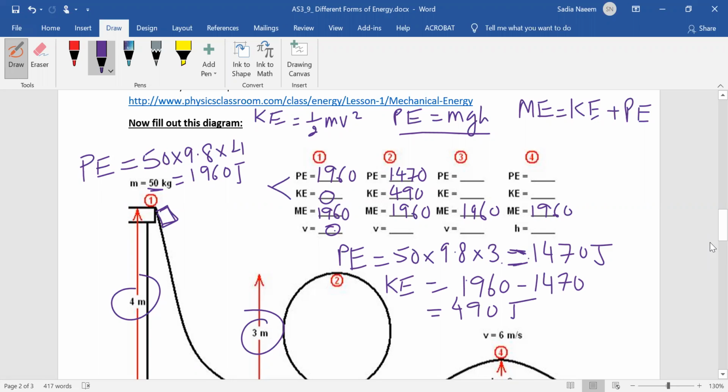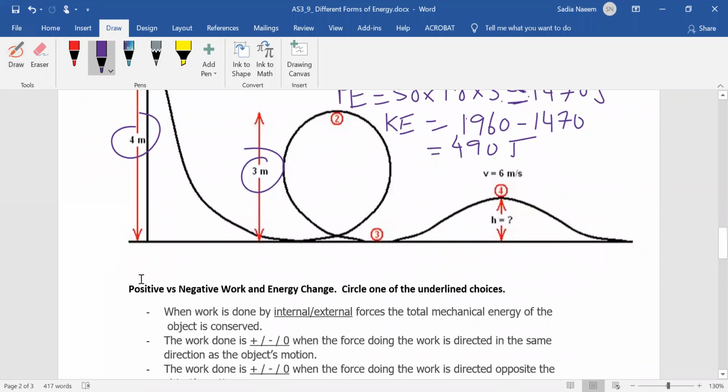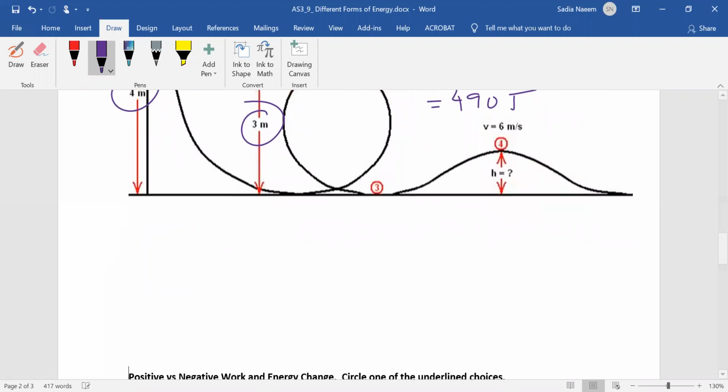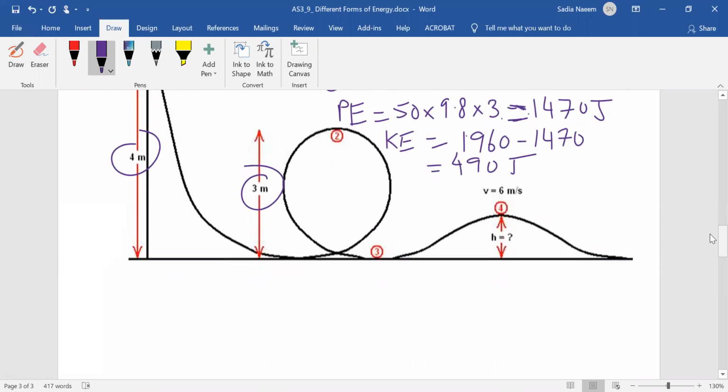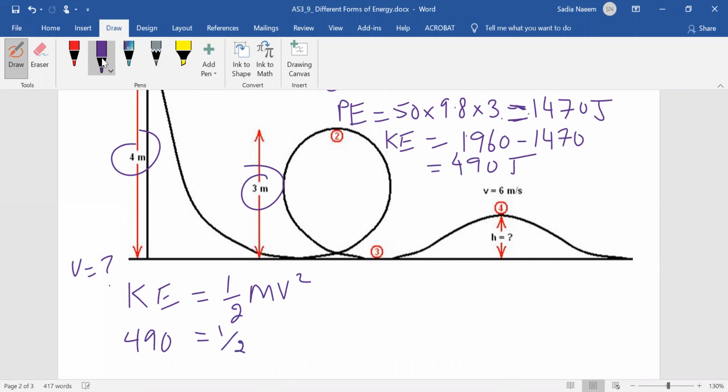So we've got KE. The next challenge: if you have KE and you have the formula for KE, maybe we'll just do this one together. Can we find how fast this car is moving at that position? At position 2, we have KE. We are interested in calculating the speed now. Only this formula has the speed. We already know the KE, which is 490, is a half times m, which is 50, times v squared.